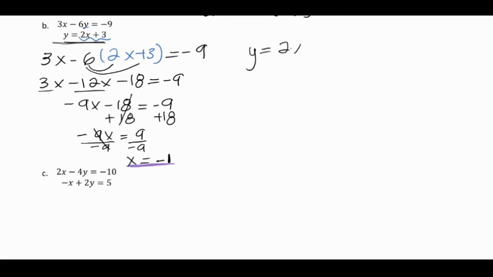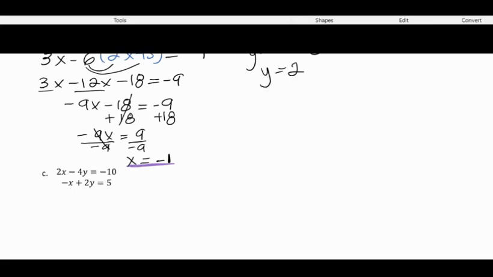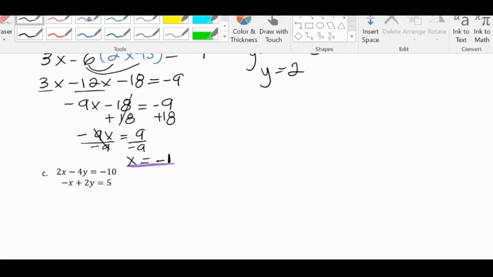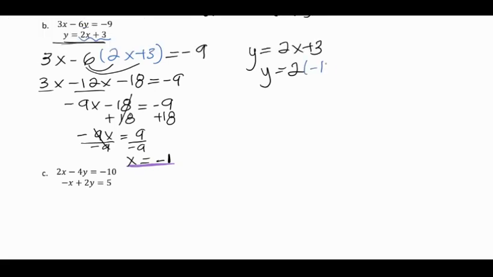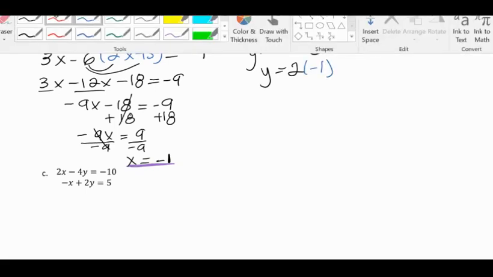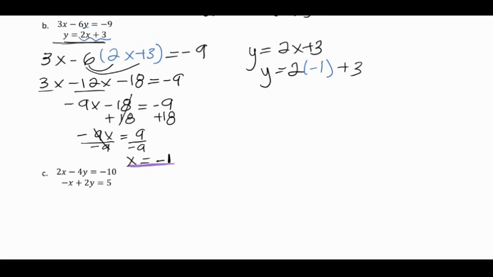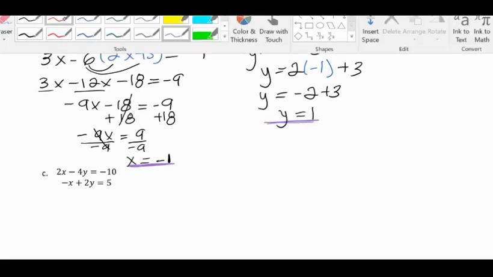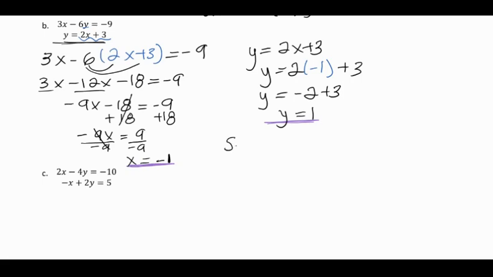So y equals 2x plus 3. We know the value of x is negative 1. So y equals 2 times negative 1 plus 3. So y equals 2 times negative 1 is negative 2, plus 3. y equals 1. So my solution, remember, is an ordered pair. So my solution is going to be negative 1, 1.